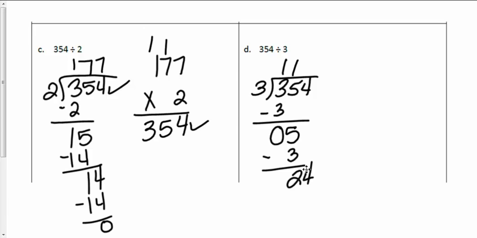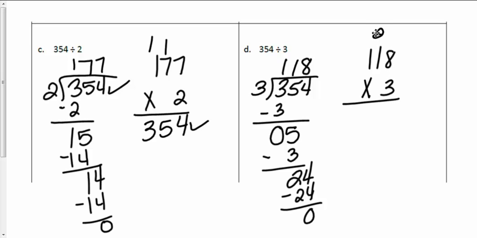So I'm going to add that to my 4 ones. 24 ones divided by 3 is 8. 8 times 3 is 24. I have a remainder of 0. So I'm going to take 118 and multiply it times 3 to check my division. 8 times 3 is 24. 1 times 3 is 3, plus 2 is 5. And 1 times 3 is 3. So I've got 354 and 354.